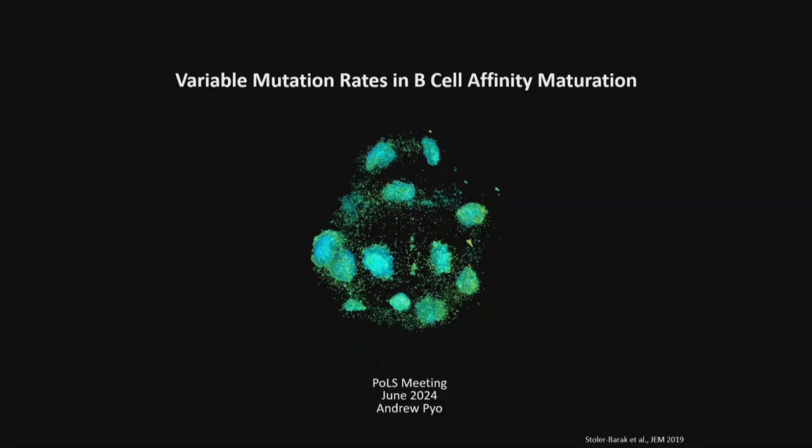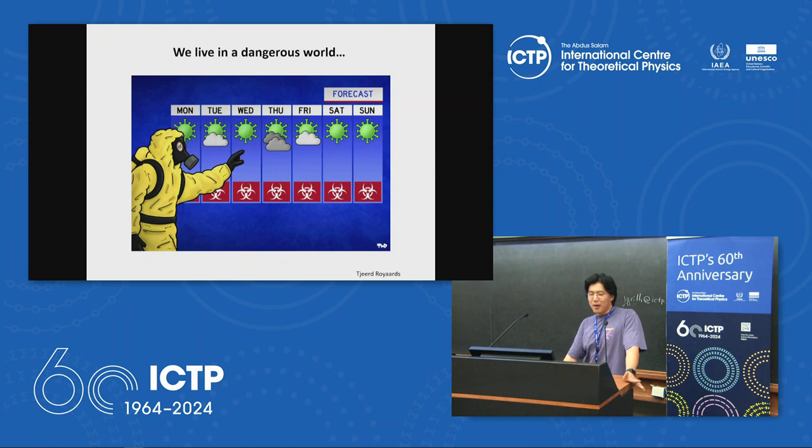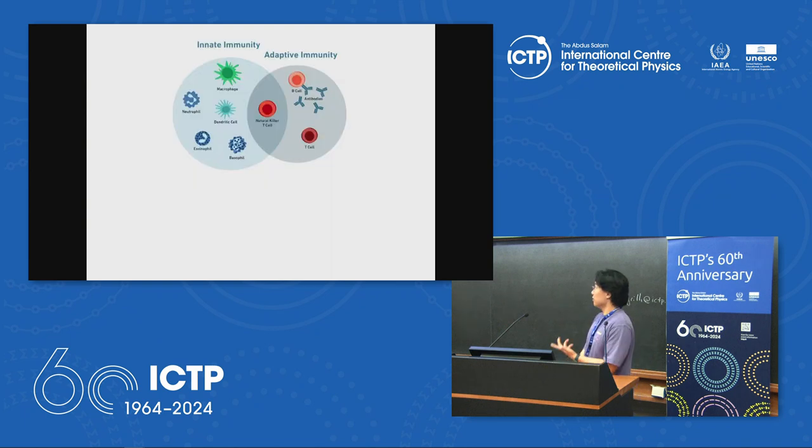So to start to set the tone, I think it's fair to say that we live in a dangerous world, in the sense that every day in our everyday lives, we're always bombarded by viruses, bacteria, toxins, and of course, a dramatic example of that was the recent COVID pandemic that shut down the world. But it is incredible that our bodies, despite this wide variety of pathogens that we run into every day, have a system to protect ourselves. And of course, a lot of that has to do with our immune system.